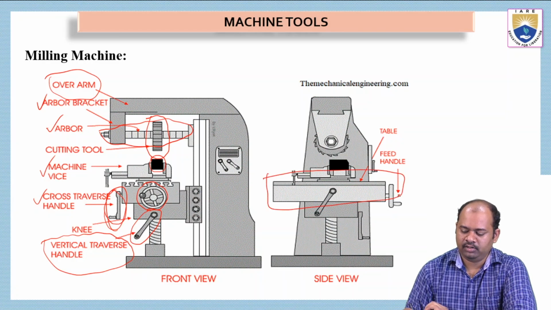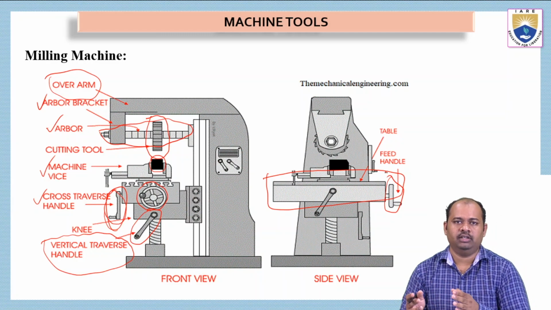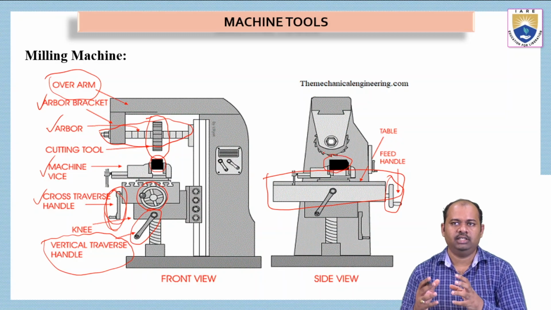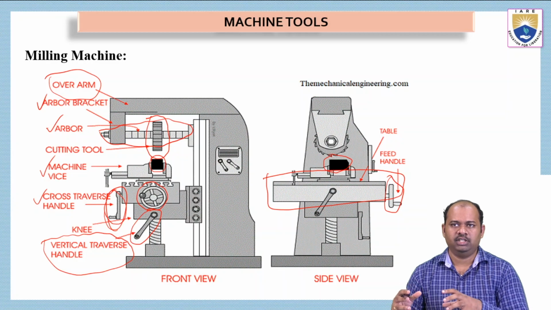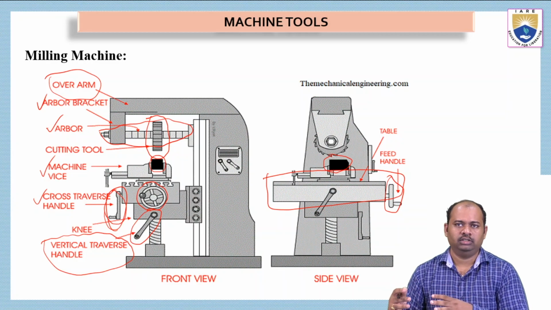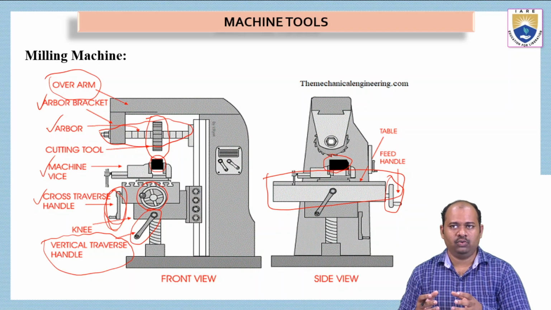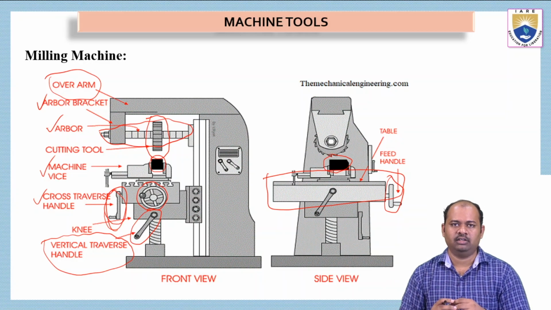On the end of the table we have a handle. This is the feed handle with which we can give feed. You can see this is the workpiece. This workpiece is attached to the machine vise, and this machine vise can be moved. It can be moved in up and down direction, front and back direction, and also we can give feed. Feed means we can move it in the horizontal direction.